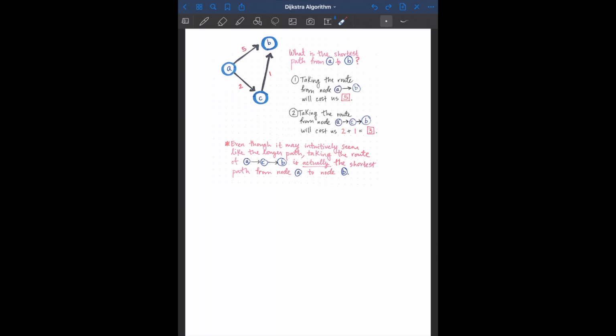Now, in this graph, what is the shortest path from A to B? If we take the route from node A to C and then C to B, it will cost us 2 plus 1, that is 3. Even though it may intuitively seem like the longer path, taking the route from A to C to B is actually the shortest path from node A to B.